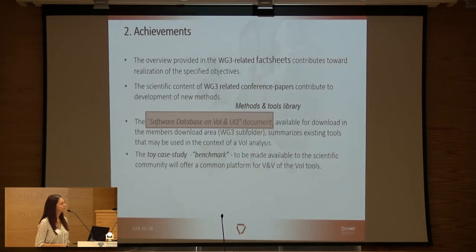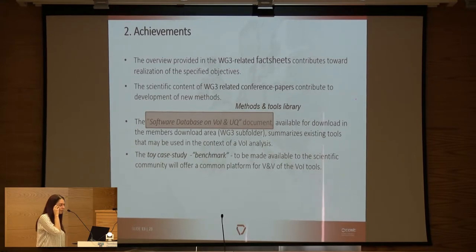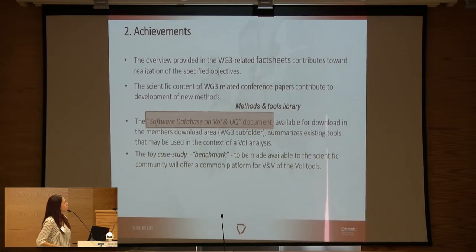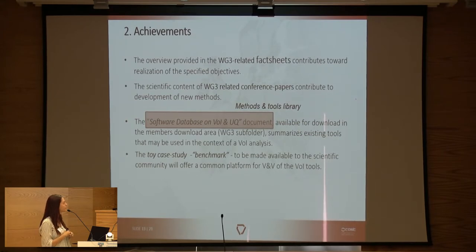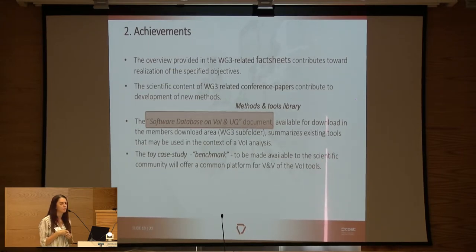And then finally, I come to some of the more practical achievements of this working group, or at least this is what we consider. The first one has to do with the establishment or the collection of this library, a software database on value of information and uncertainty quantification document. This is a document that is available for all members of the action through the repository of the action.